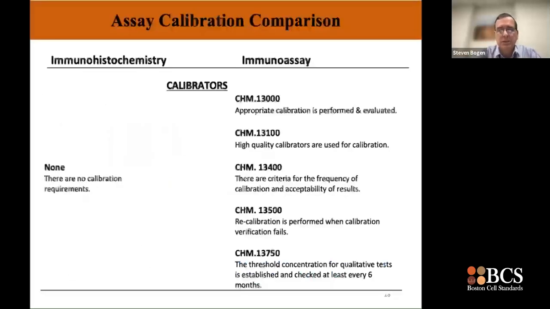Here's another example, this time the laboratory accreditation requirements from the College of American Pathologists. The requirements describe assay calibration requirements on the right for chemistry and immunoassays. The corresponding requirements for immunohistochemical assays are in the left-hand column. And in fact, there are none. Now, this is a huge gap for the immunohistochemistry industry. Assay calibration is a foundational principle in laboratory medicine.